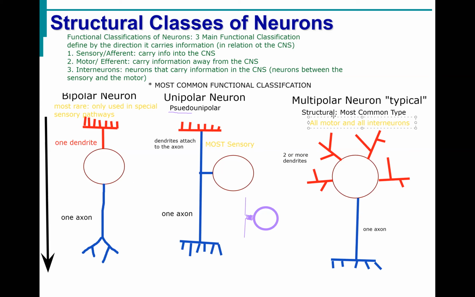are multipolar neurons. And if you think about it, our multipolars are the most common type, our interneurons are the most common type. So if you were to take all the neurons out of a person's body and put them in a bucket, reach in and pull it out, the most likely thing you would pull out would be a multipolar interneuron.